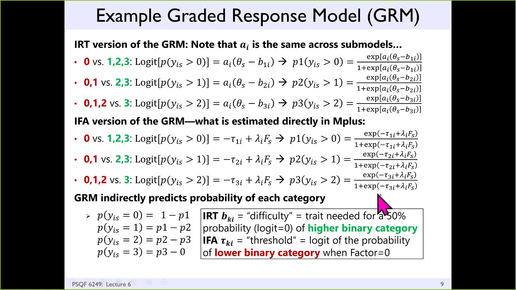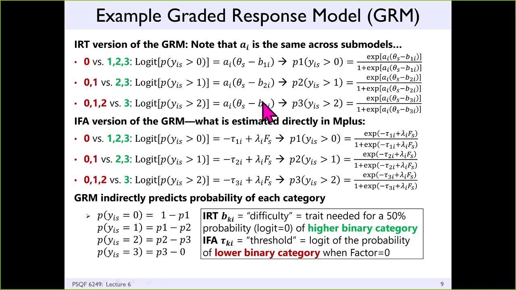So the model looks like this. I'm on slide 9. The upper part of the slide has the IRT parameterization of the graded response model. So this model, as it was originally invented, is what I would call a 2PL-ish model, meaning that the default version of this assumes that each item needs a different slope. So that's why in the equations here, I've got an A sub i. So item 1 gets its own slope, item 2 gets its own slope, item 3 gets its own slope.